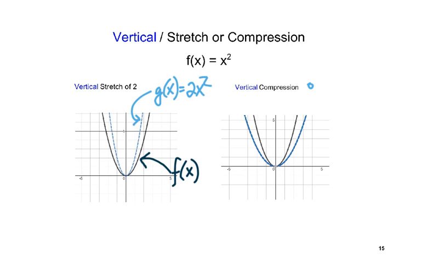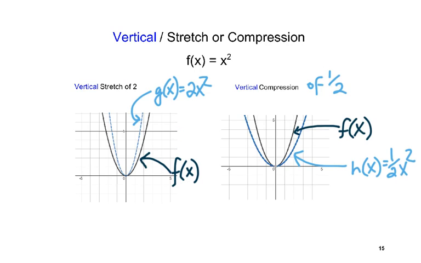And if we did a vertical compression of 1/2, we would get something that looked like this, where the black function there, again, is just our f of x. It's our parent function, the parent quadratic function. But this light blue one here is going to be our, what did we call it? Oh yeah, h of x. So that'll be h of x, which equals 1/2 times x squared. So it looks like it's a vertical compression. That means we're compressing it towards the x-axis. That's the compression.